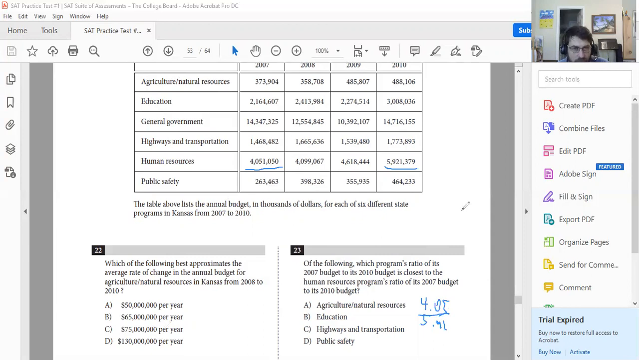Let me pull back up my calculator. I need the mouse. 4.05 divided by 5.91 will be 0.685. Let's write that out. 0.685, which is about 2/3, a 4:6 ratio if we're just eyeballing it.